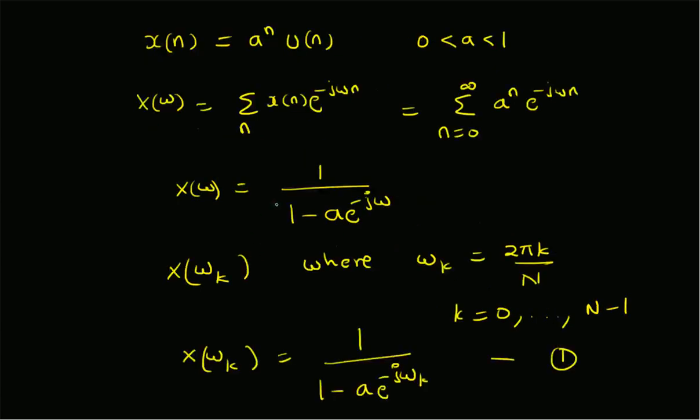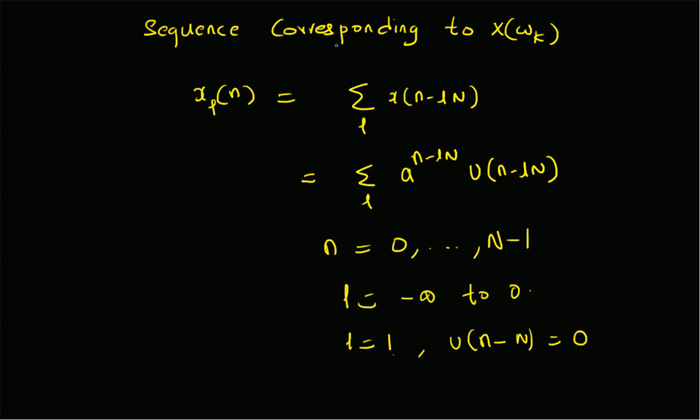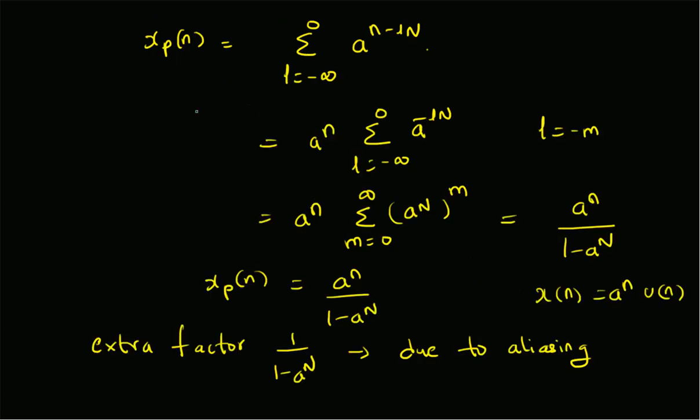So to summarize, in this video we have looked at the sequence x of n, which is defined as a power n u of n, and its Fourier transform x of omega given by 1 by 1 minus a into e power minus j omega, and then the sampled version given by 1 by 1 minus a into e power minus j omega k, where omega k is 2 pi k by capital N, and k is from 0 to N minus 1. And then the sequence corresponding to this sampled version x of omega k is given by xp of n, equal to this periodic sum, which is simplified to be equal to a power n by 1 minus a power capital N, where capital N is the period. So this is an extra factor of 1 by 1 minus a power N due to aliasing.